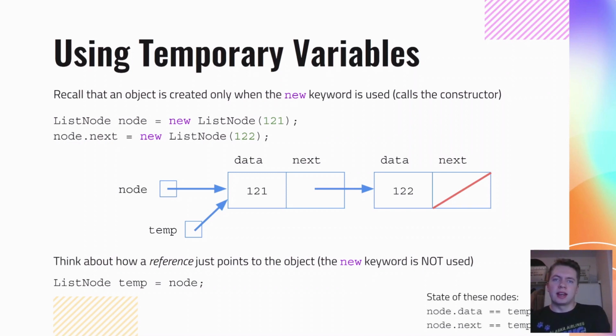Keep in mind that creating a reference is not the same thing as creating an object. When we create a reference variable, we do not use the new keyword to create a new object. Instead, we're simply assigning a new reference variable to point to an existing object. Think about it in terms of arrows instead of actually creating an object with identical fields.